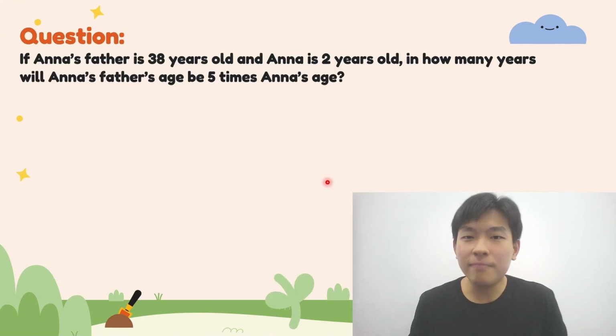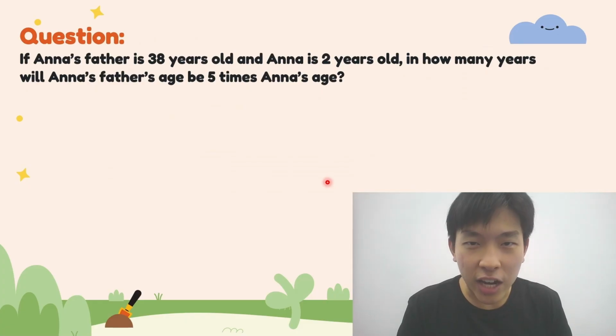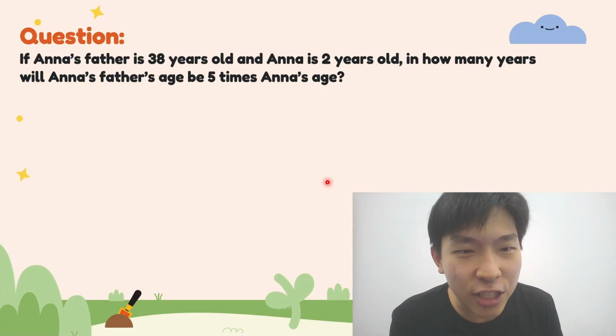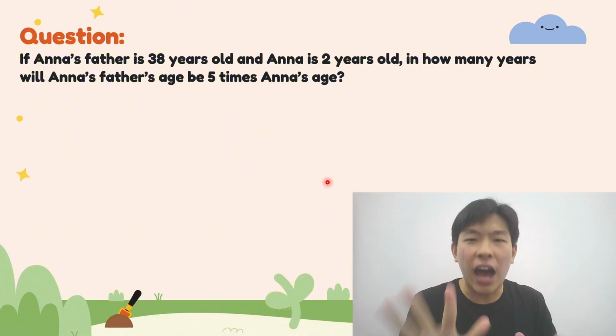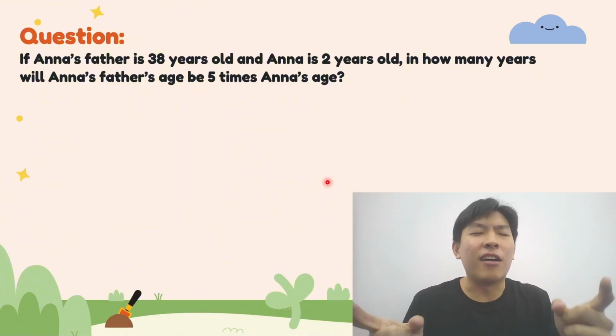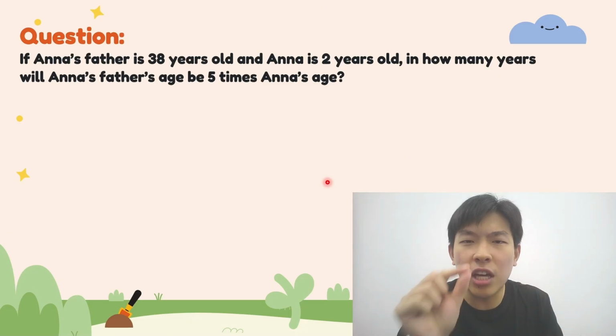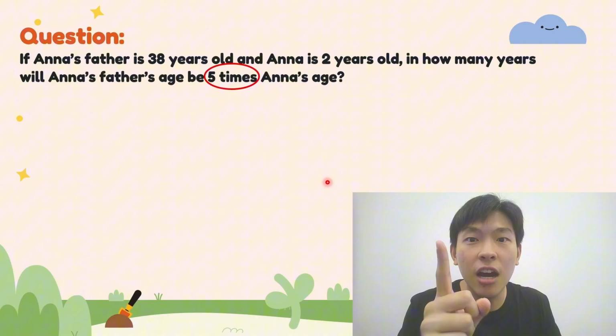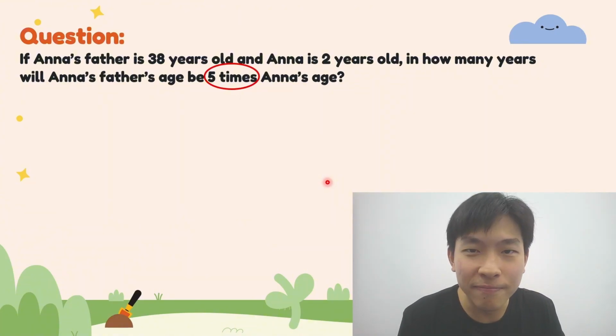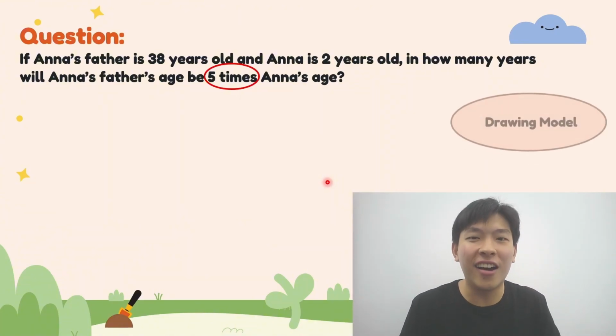Let's go. Now, if Anna's father is 38 years old and Anna is 2 years old, in how many years will Anna's father's age be 5 times Anna's age? Now, I'm pretty sure you all have found the important point. 5 times. This means that we see a multiple. What should we do? Yes, we should draw models.